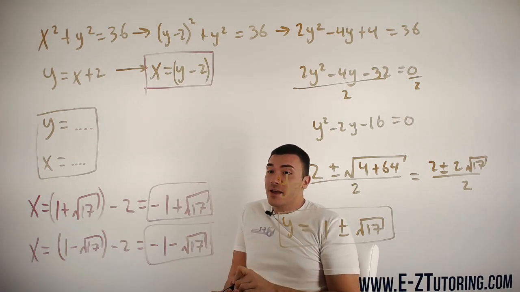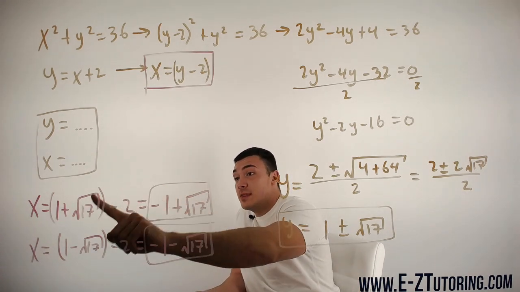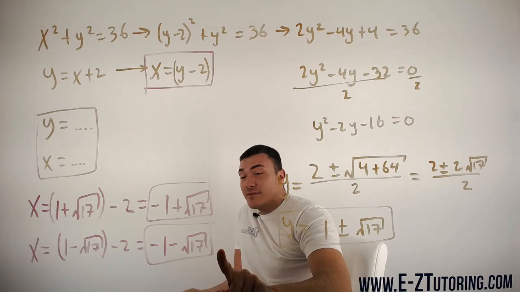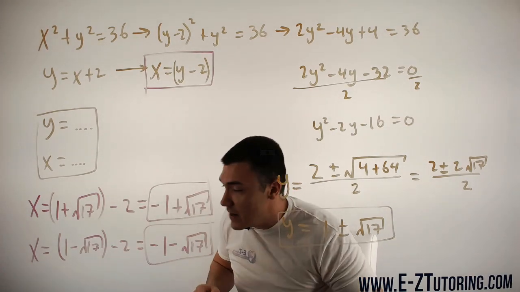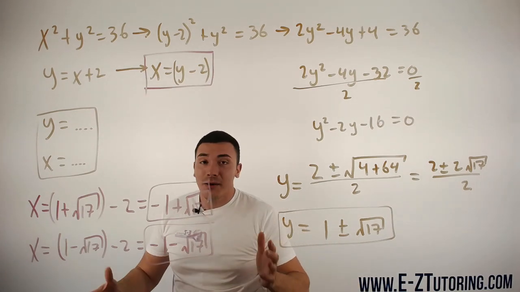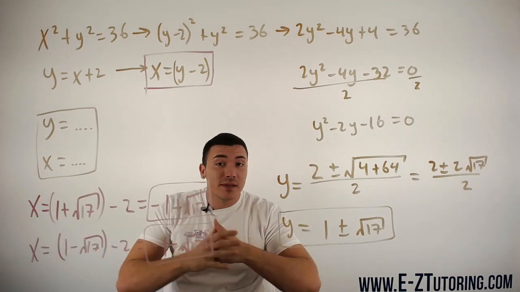Now, these x values, they don't go with both y values. This x value goes with this y value, and this x value goes with this y value. So that is very important not to combine them. Anyways, everyone, that is how you solve a quadratic system using substitution.